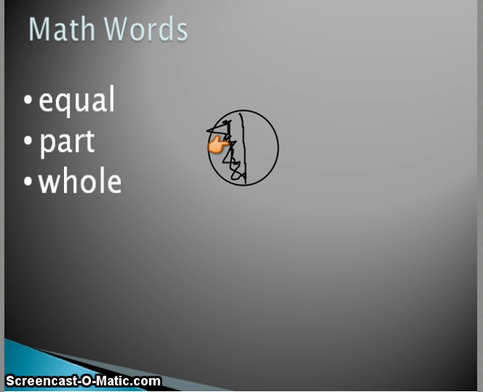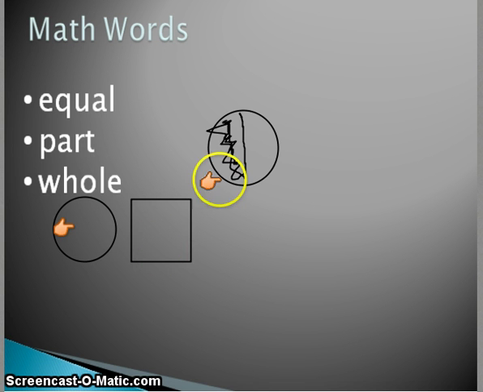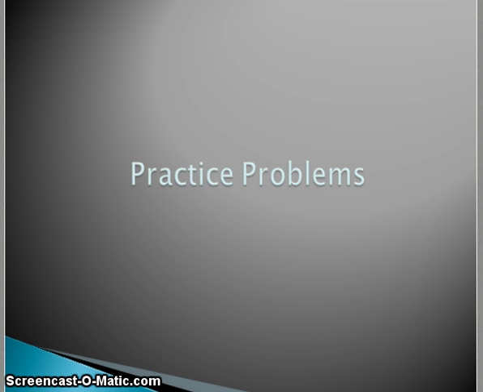Okay, the next word we're going to cover is whole. That is the whole of something, whether it be a circle or a square. So we would be talking about the entire circle or the entire square, and that would be the whole. Okay, so those are some words that you're going to hear in this lesson. So remember them. All right, here's our practice problems.